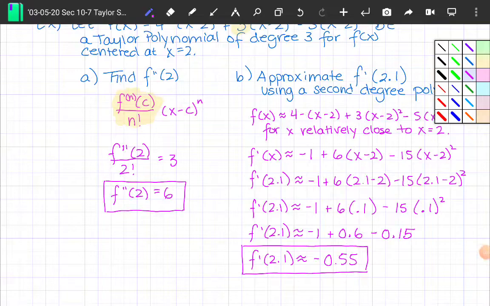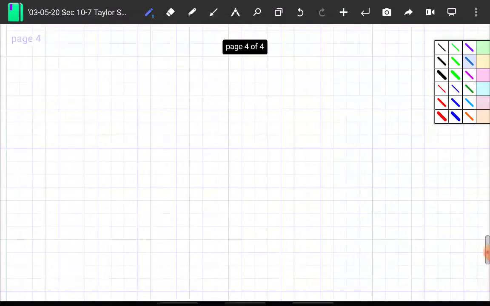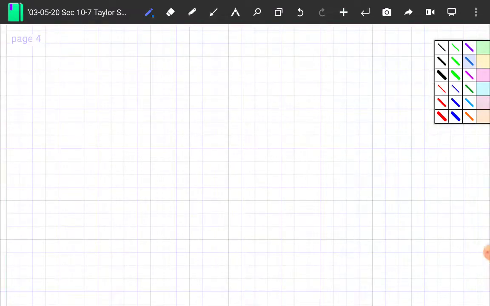Okay, so one more problem. This one will be a little longer. I'm going to start a fresh page for this one, to see if we can fit it on one page.